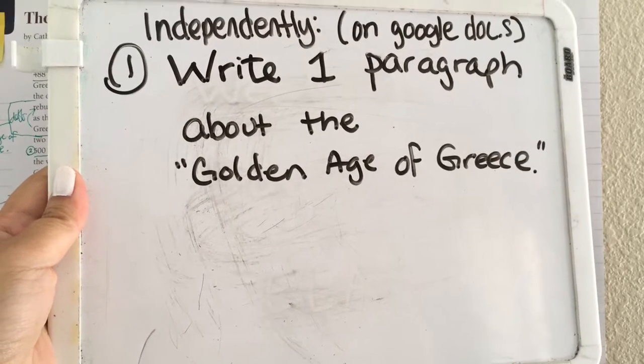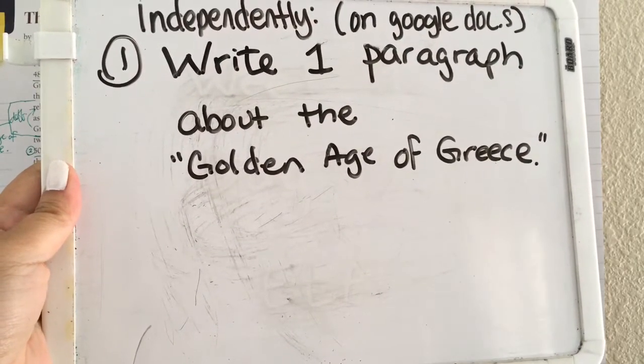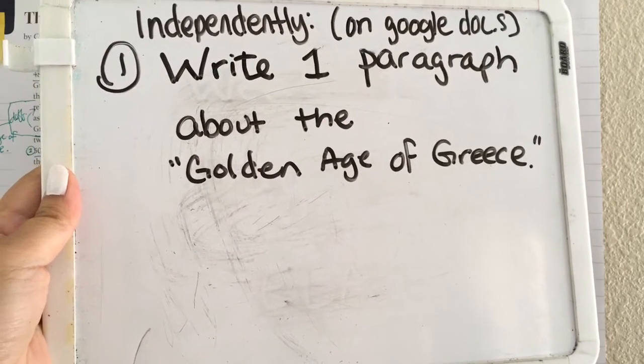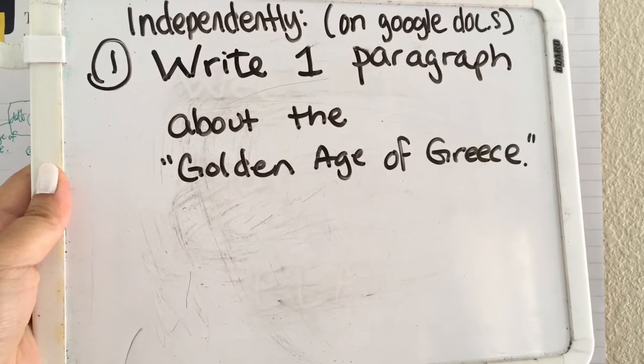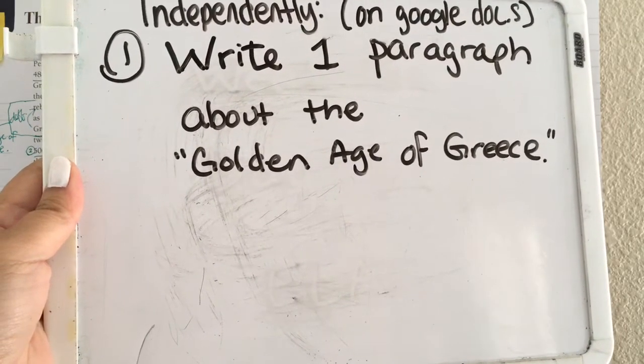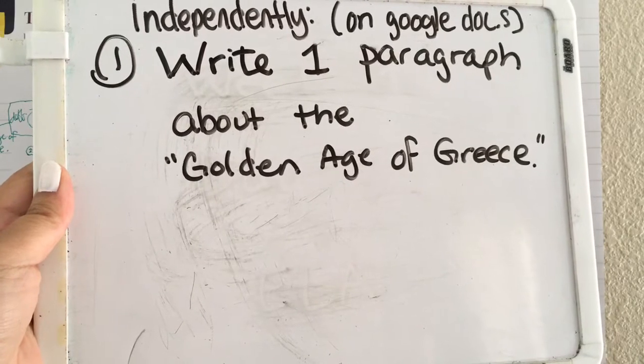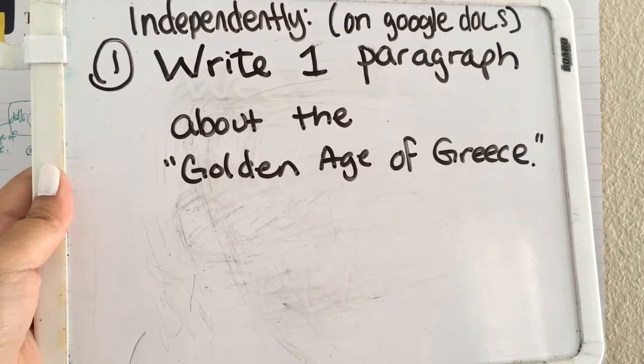Now that you've had the ability to review the Golden Age of Greece independently on Google Docs, please write 1 paragraph about the Golden Age of Greece.